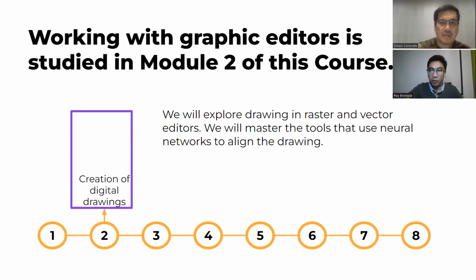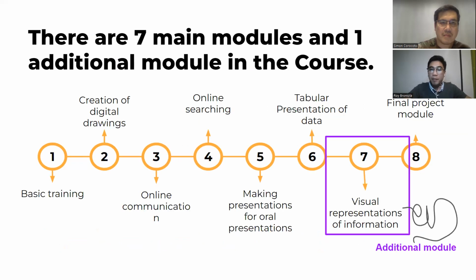Working with graphic editors is studied in module 2 of this course. We will explore the raster and the vector editors. We will master the tools that use neural networks to align to the drawing. There are 7 main modules and 1 additional module in the course. We have basic training, creation of digital drawing, online communication, online searching, making a presentation for oral presentation, tabular presentation of data, visual presentation of data, and the final project module.